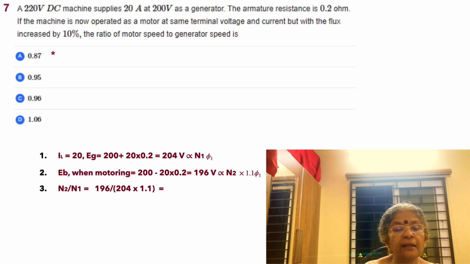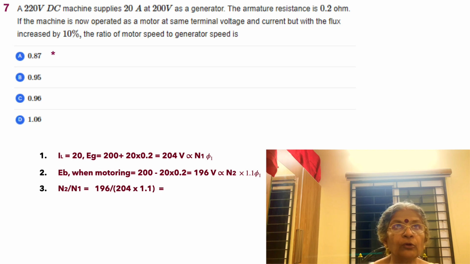So what is IL? We saw IL as equal to 20 amps. And then we also see that EG is equal to 200 plus. Why is EG larger? Because it's a generating voltage. So 200 plus 20 into 0.2, we are having 204, and that is proportional to the earlier speed and flux, which are N1 and Phi1.